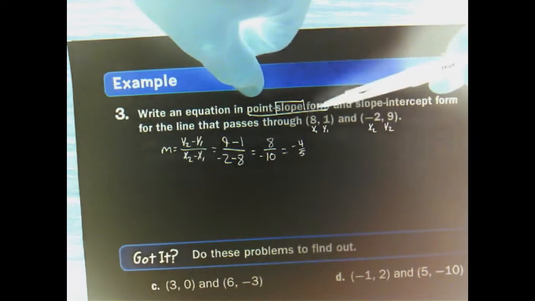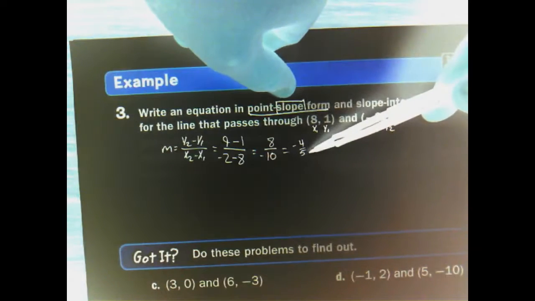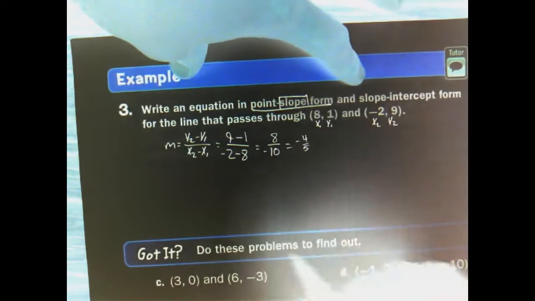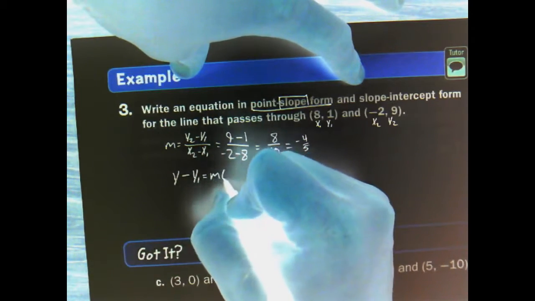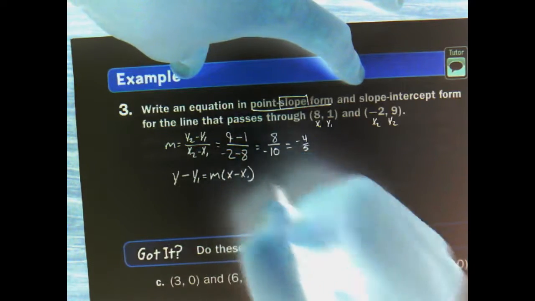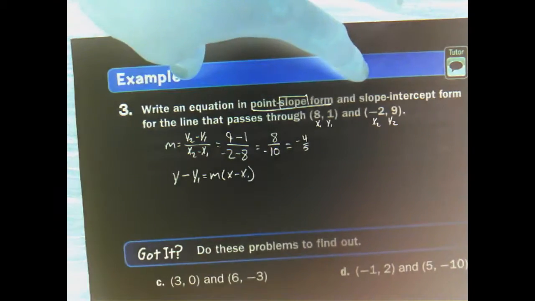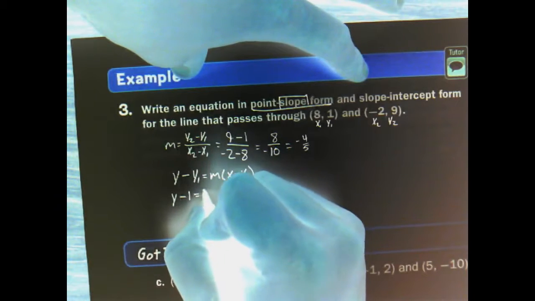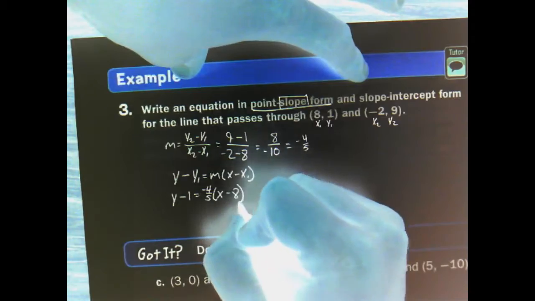Okay, so now I have enough information to write my point slope form equation, because I know the slope, I just found it, and I know a point. In fact, I know 2 of the points. I'm just going to use the first point because they're already labeled x sub 1, y sub 1. So point slope form, y minus y sub 1 is equal to m times the quantity of x minus x sub 1. So here's x sub 1, here's y sub 1, and here is m. I have everything I need. So y minus 1 equals negative 4/5 times x minus 8.